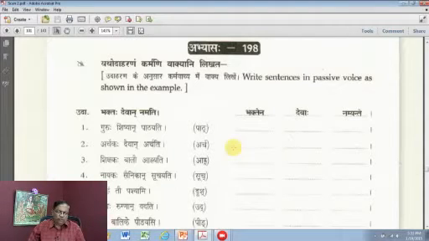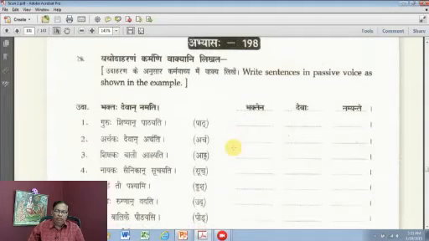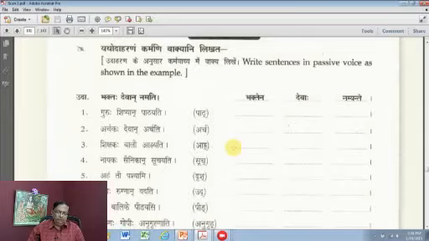Second. Archakah devan archati. Archakena archyante. The priest worships the gods. Gods are worshipped by the priest. Archakena, by the priest. Devah, gods. Archyante, are worshipped.